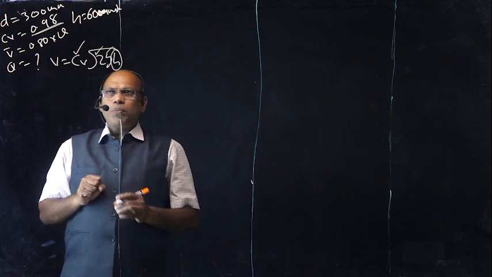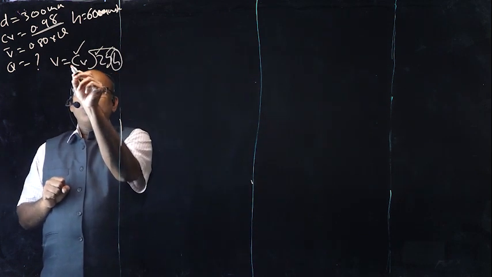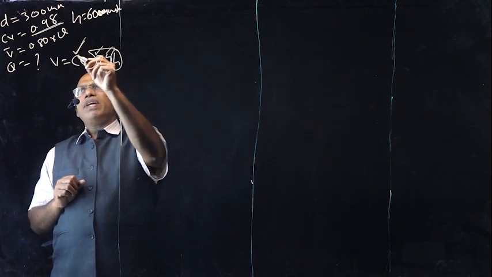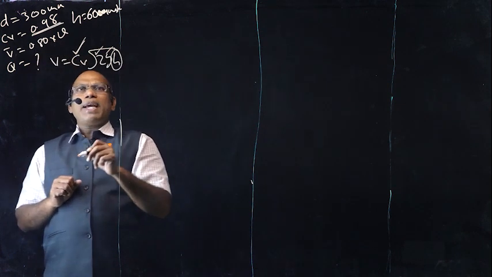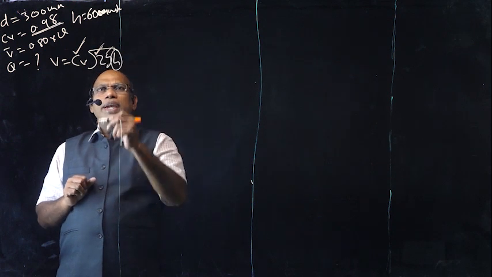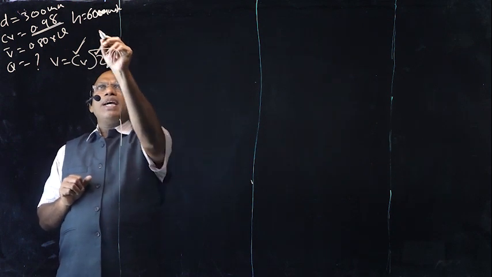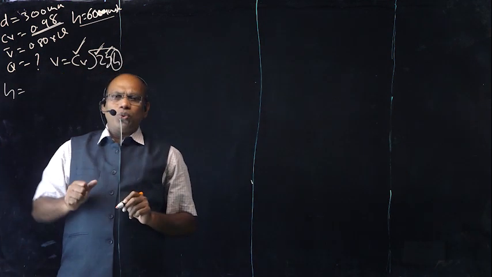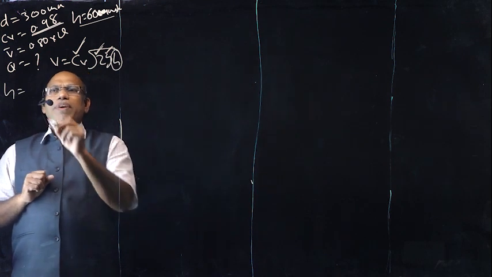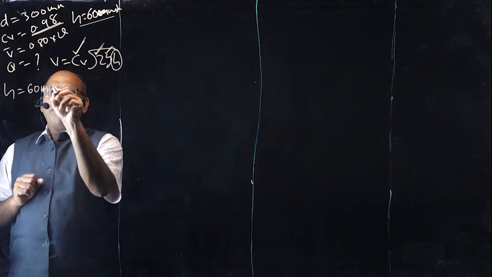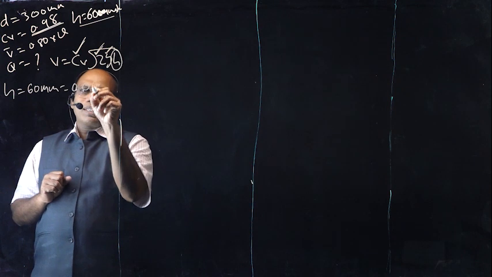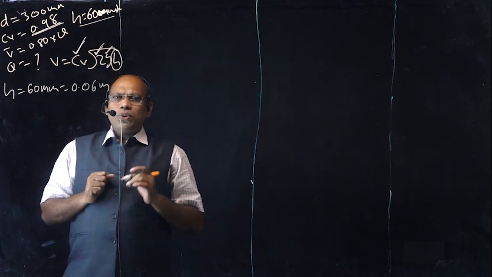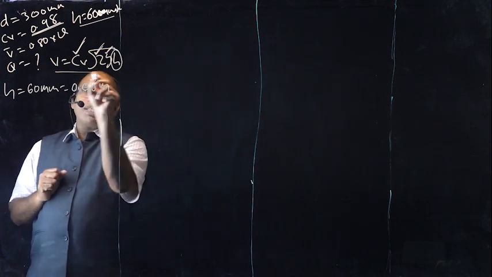In case of pitot tube, velocity V is equal to Cv into root 2gh. Cv is given, coefficient of pitot tube 0.98, g equal to 9.81, and h is given, that is the head difference between the two points, equal to 60 mm, that is equal to 0.06 meters. For the determination of Q, we should calculate the velocity V.